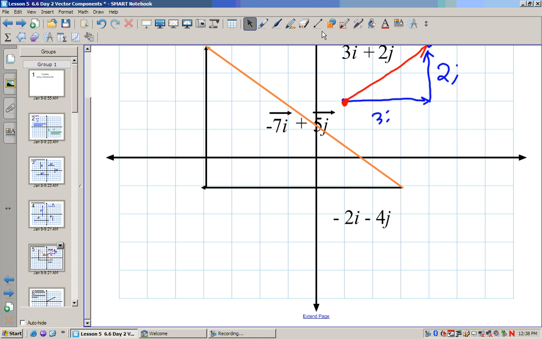We'll just do one more. If I start here, I go 2 to the left and 4 up, 1, 2, 3, 4. So this vector right here represents negative 2I plus, oh, look at me. I didn't even see that that was a negative sign. So let's do this again. I'll start here and go 2 to the left and 4 down. 1, 2, 3, 4. And now this represents negative 2I minus 5J.